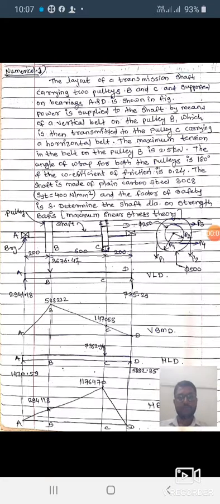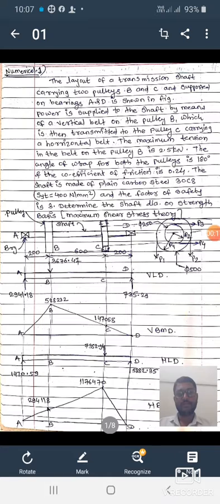Good morning, students. Today I would like to explain how to design a shaft. So, the numerical is the layout of a transmission shaft carrying two pulleys B and C. Here, two pulleys are given, B and C, supported on bearings A and D. Two bearings are given also.